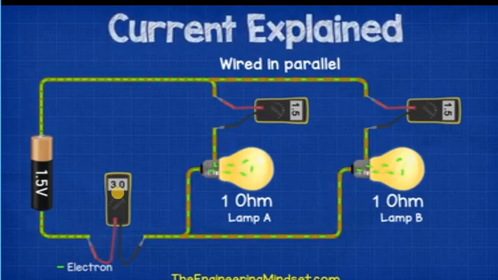Remember, the unit for current is the ampere. The unit for voltage is the volt, V, right? The unit for resistance is the ohm. Ohm, here, OHM. That is the unit for resistance.